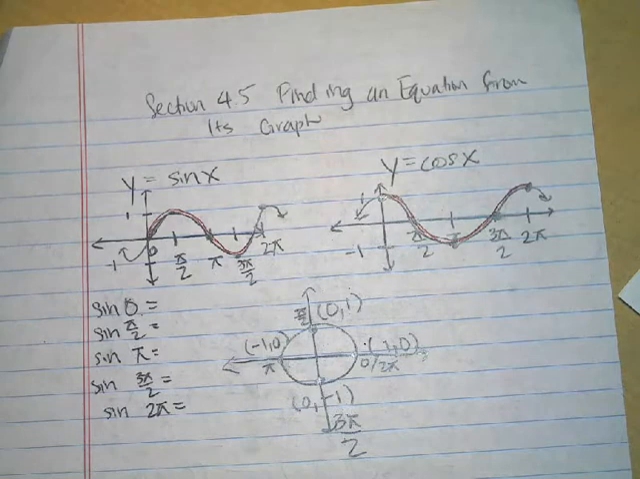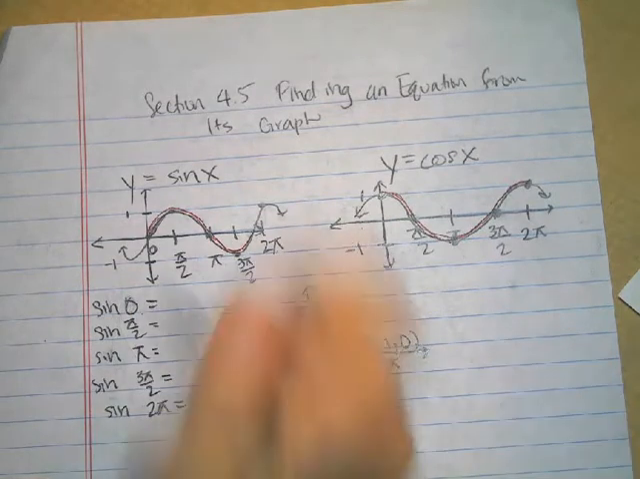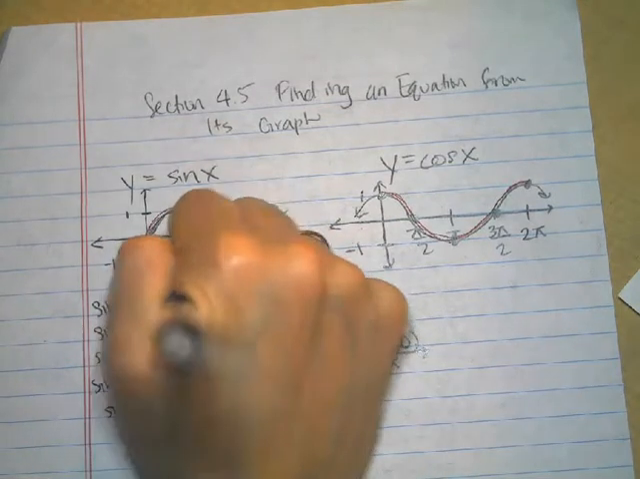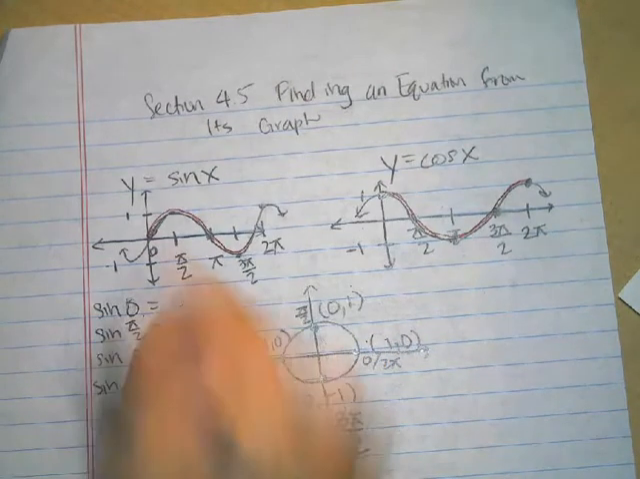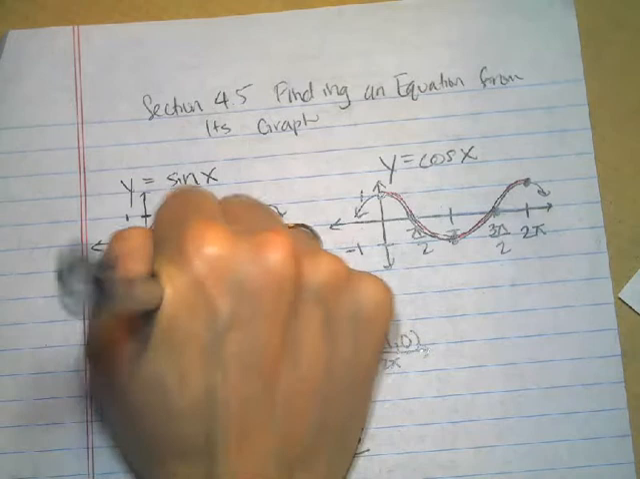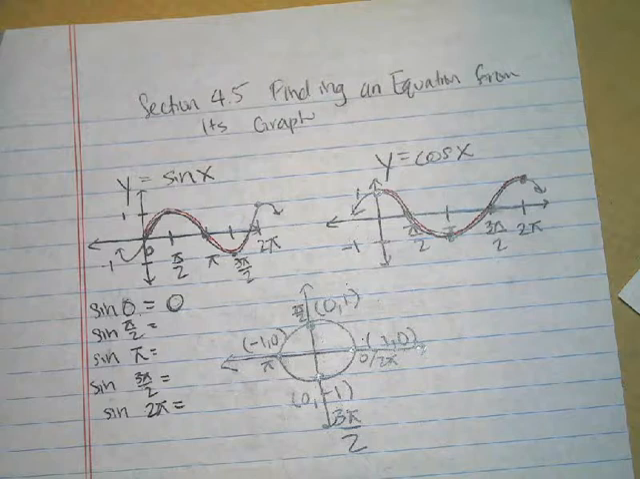Here, at pi over 2, so this is 0, 0, pi over 2, 1, pi, 0, 3 pi over 2, -1, 2 pi, 0. So if you look, that's what the graph ended up being. 0, 0, pi over 2, it went up to 1, pi, it went back down to 0, 3 pi over 2, it went down to -1, at 2 pi, it went back up to 0, right here. Then it keeps going because it's a cycle.